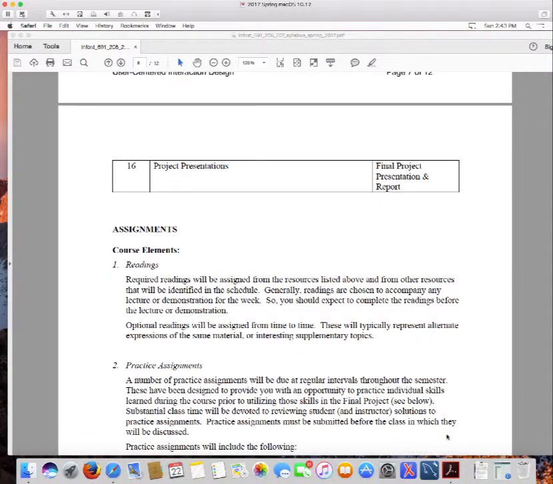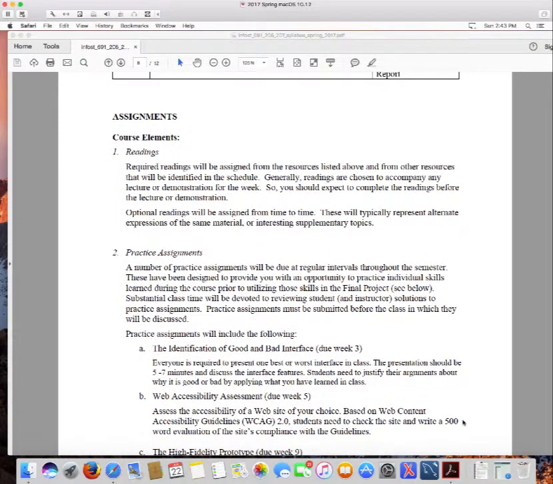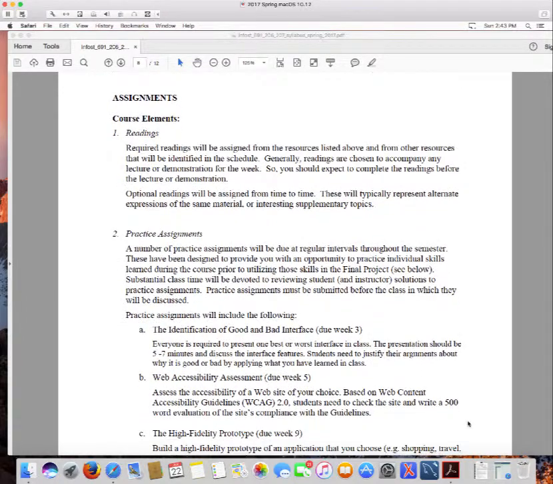Now let's look down at the course elements. Readings: pretty basic expectations. I expect you to do the readings before we discuss them. I recommend that you do the reading of a chapter, for instance, before you listen to the recording of the lecture. I think that's the best way to learn.